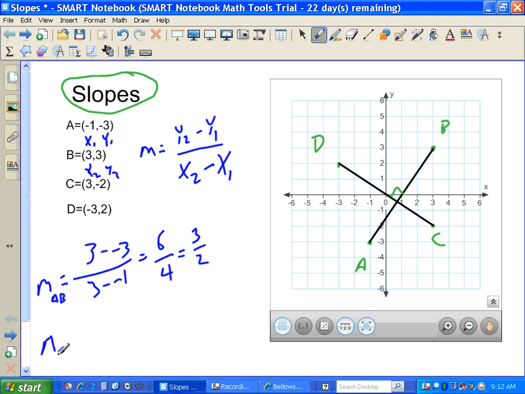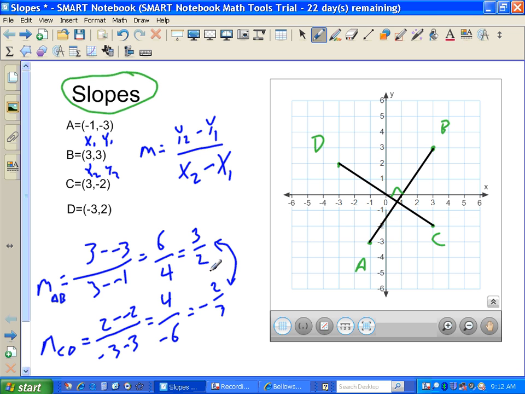Let's do the same thing for CD and see if we notice a pattern. Okay, so for CD, 2 minus -2, that's my y coordinates, and my x coordinates, -3 minus 3. 2 minus -2 is 4. -3 minus 3 is -6. So that reduces down to -2/3. Do you notice something about these two slopes? What do you notice?